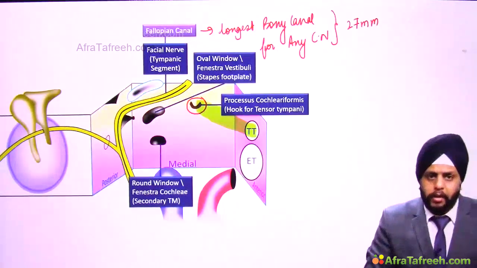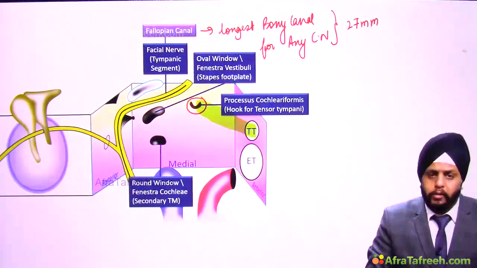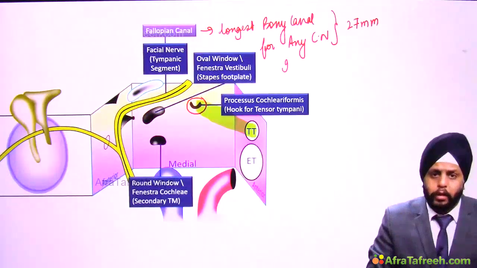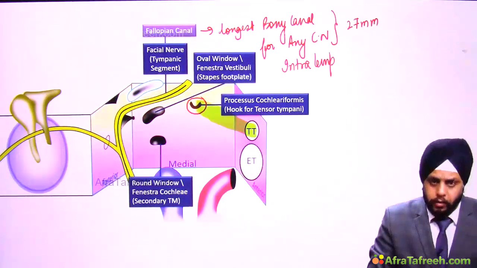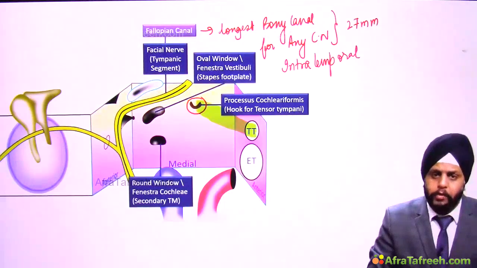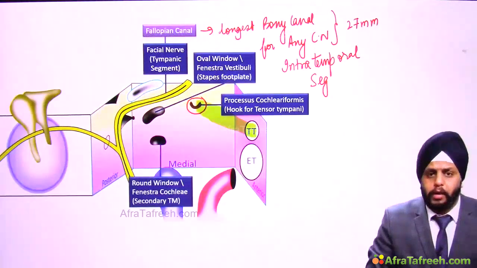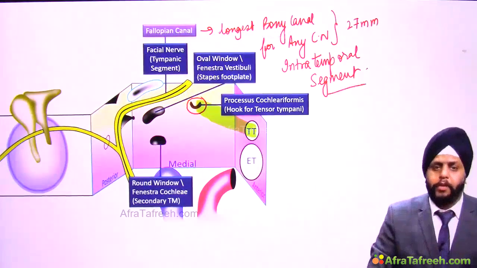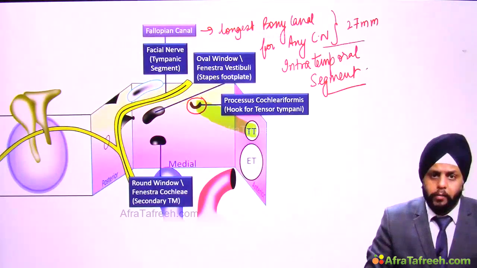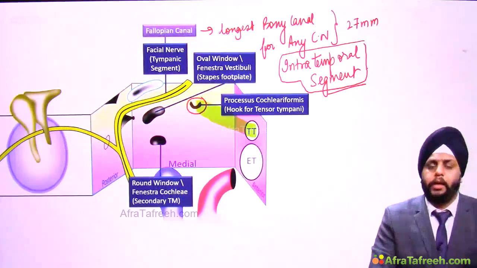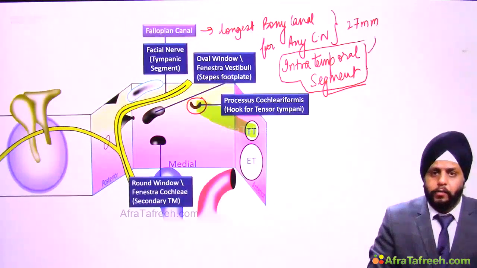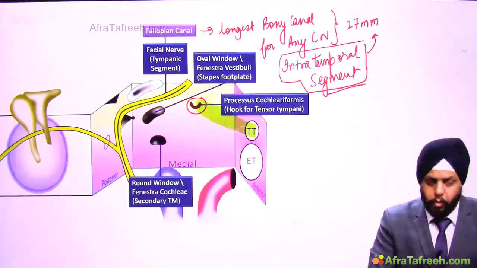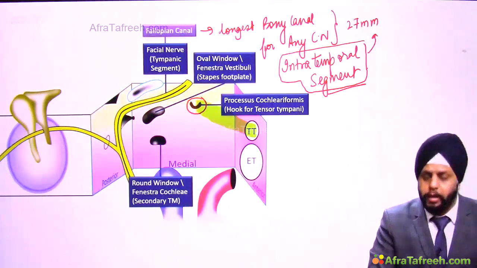This horizontal segment is actually inside the temporal bone, so you can also call it the intratemporal segment of facial nerve. I will be talking about the facial nerve separately in a separate topic. This whole intratemporal segment is in the bony canal known as fallopian canal, and the length of that canal is 27 millimeters. Longest bony canal for any cranial nerve.